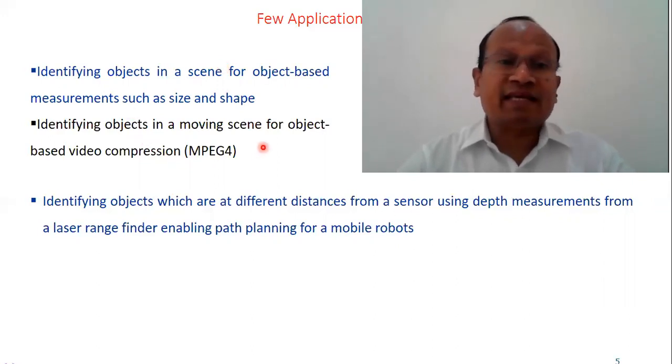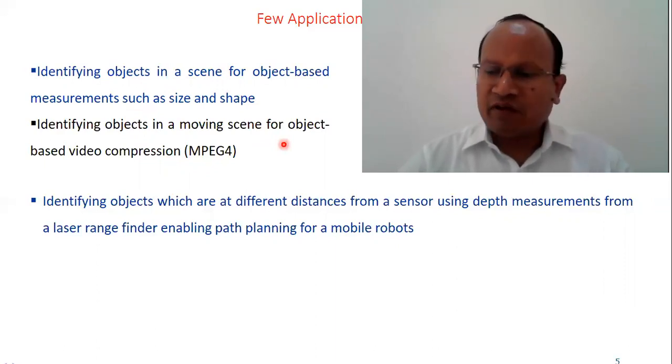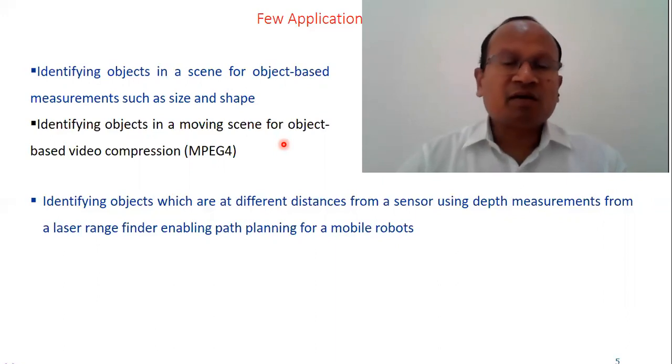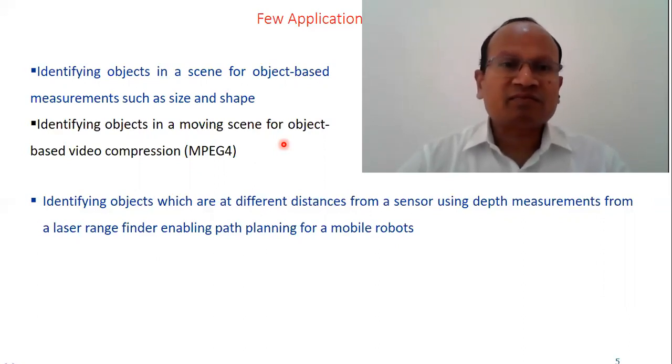Identifying objects in a moving scene, video compression: suppose there is a moving scene, we want to identify how many objects are moving, whether that car is moving or stopped. So based on movement, the way some person moves, we can find out different characteristics, behavioral characteristics as well, of a person. So in each step of the movement of a person, that frame of movement can be segmented and can be analyzed.